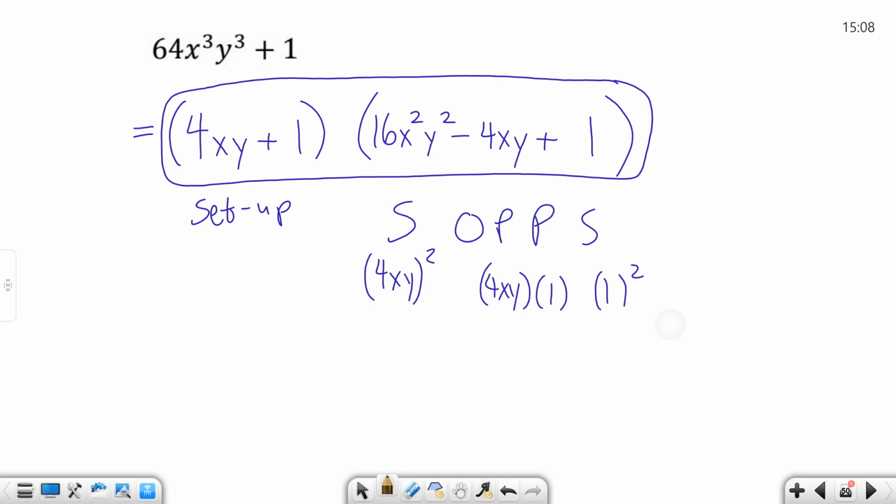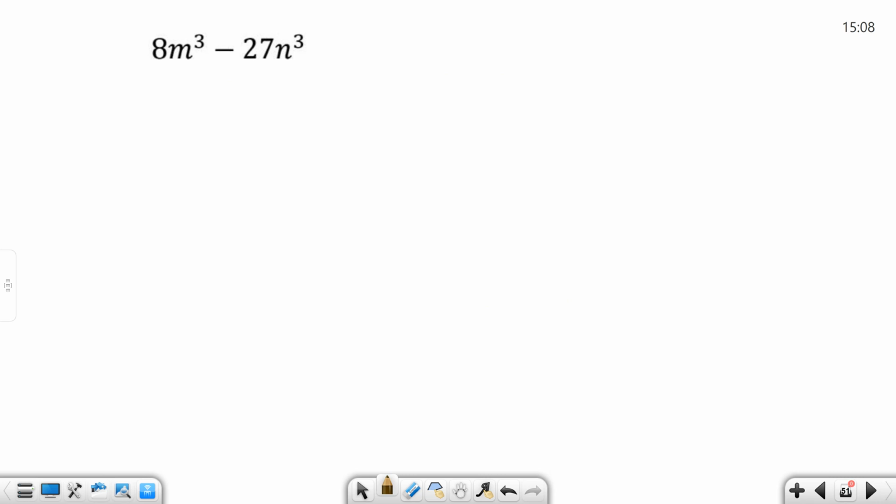So let's look at the next one here. 8m cubed minus 27n cubed. All right, so minus, it doesn't matter. Plus or minus, sum or difference, doesn't matter. It's two terms, no GCF. It's not a difference of squares either. It's SOPPS because 8 and 27 are perfect cubes, and then the powers are multiples of 3. So then we need to do my setup.